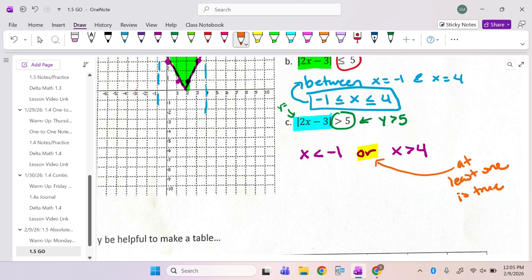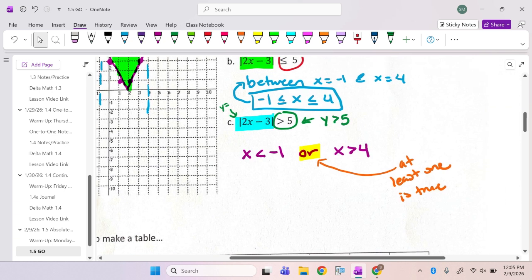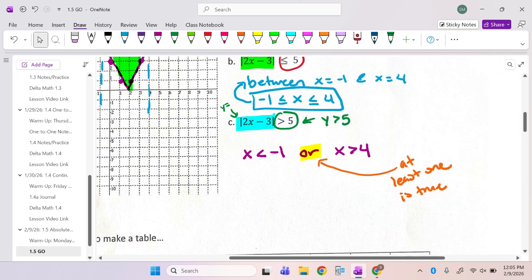Because can you think of a number, just off the top of your head, that is both less than -1 but greater than 4? Can you think of any number that's less than -1 and at the same time greater than 4? No, it's literally impossible. That's why we use OR statements. What we're saying is that as long as an x value is either less than -1 or it's greater than 4, it will make this statement, absolute value of 2x minus 3 is greater than 5, true.